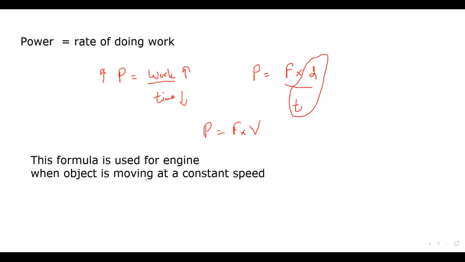Example, if there is a car traveling at a constant speed of 30 meters per second. So we have the speed. But what about the force? This force is not the resultant force. It is the force required to maintain a constant speed.